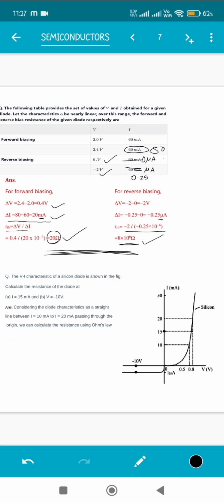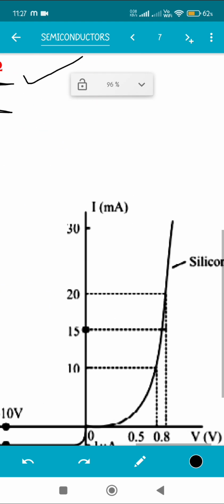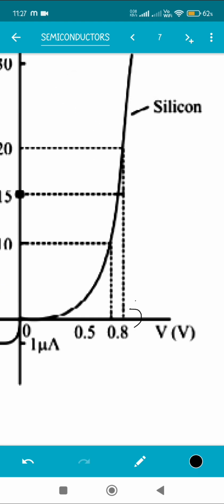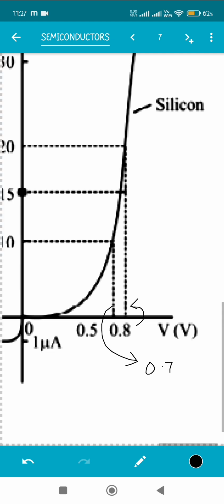Now let's see another numerical. The VI characteristic of a silicon diode is shown in the figure. As you can see, you have to calculate the resistance of the diode at 15 milliampere and also at minus 10 volts. That means you need to consider the forward bias in the first condition and the reverse bias in the second condition. So there's one thing missing in this diagram. This thing is 0.8, okay, and this one will be 0.7.